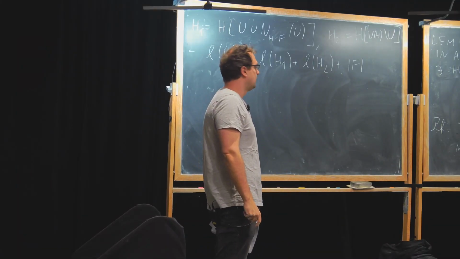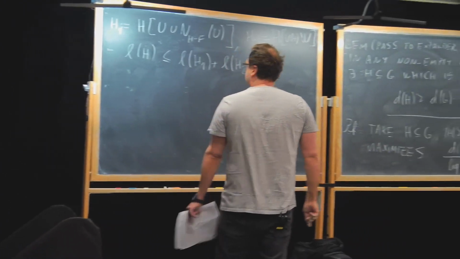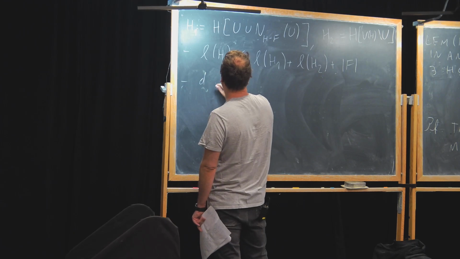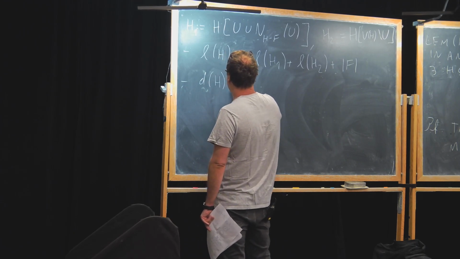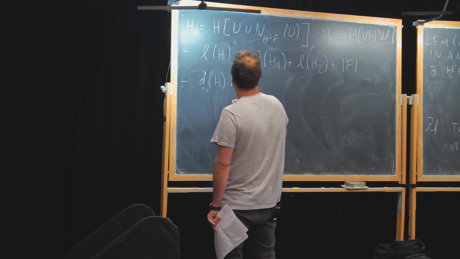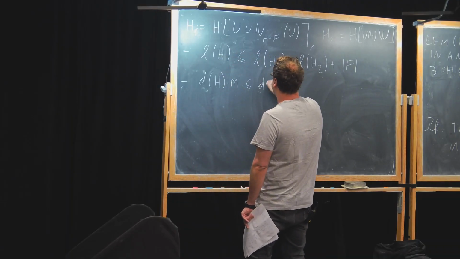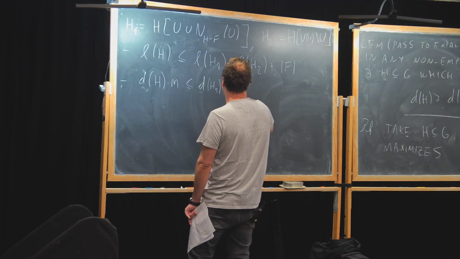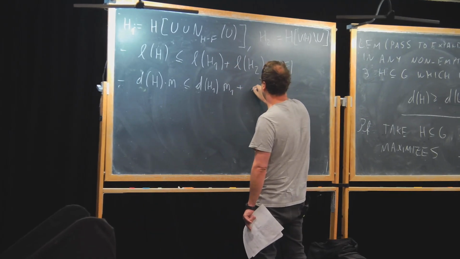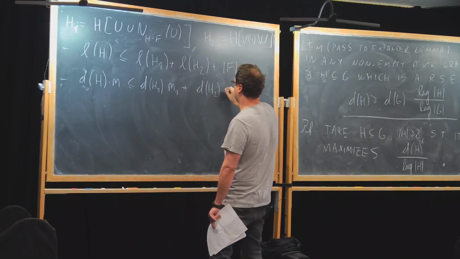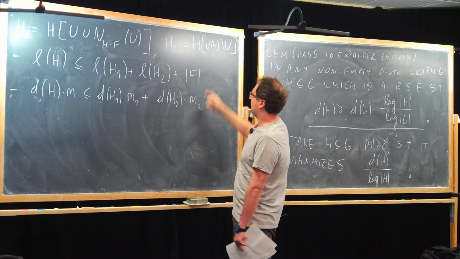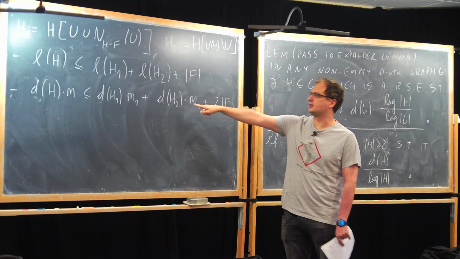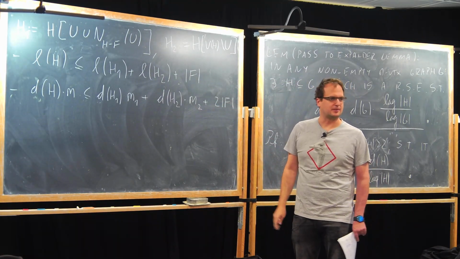Make sense? Good, so now let's write this in terms of the degree. So this is degree of H times M is smaller or equal than degree of H1 times M1, where I should have defined M1, plus d of H2 times M2, plus twice F. And it's twice F because we multiplied by 2 to get these things, but not that it matters that much.